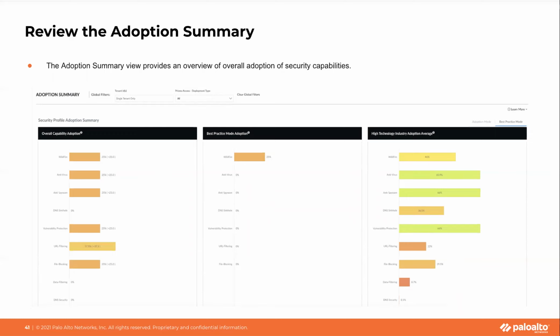In the best practice mode, the adoption shows security policy configured in the recommended best practice manner in allow rules. Again, this counts only the rules with profiles that pass all the best practice checks. And the industry average adoption of profiles only counts the allow rules of your company's industry, or the area which your industry belongs to.